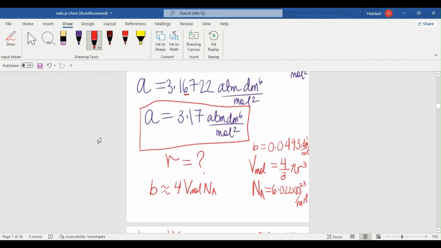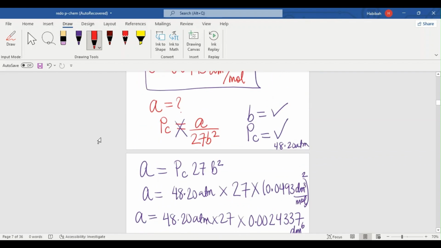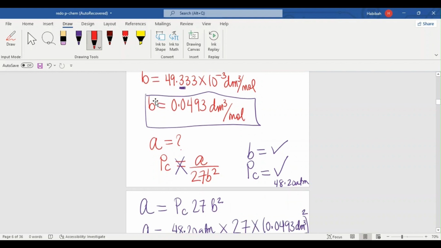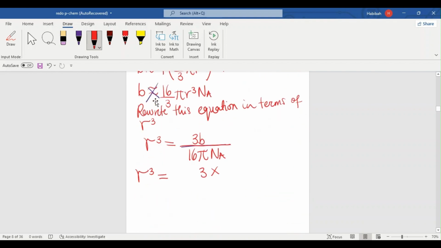0.0493. But of course, because we're dealing with chemistry, I'm going to want to use the more raw value, not just the approximated value. So I'm going to be using 0.049333. So I'll put that here. So 3 times 0.049333, and of course let's not forget the unit, decimeter cubed per mole. And then substitute the rest.